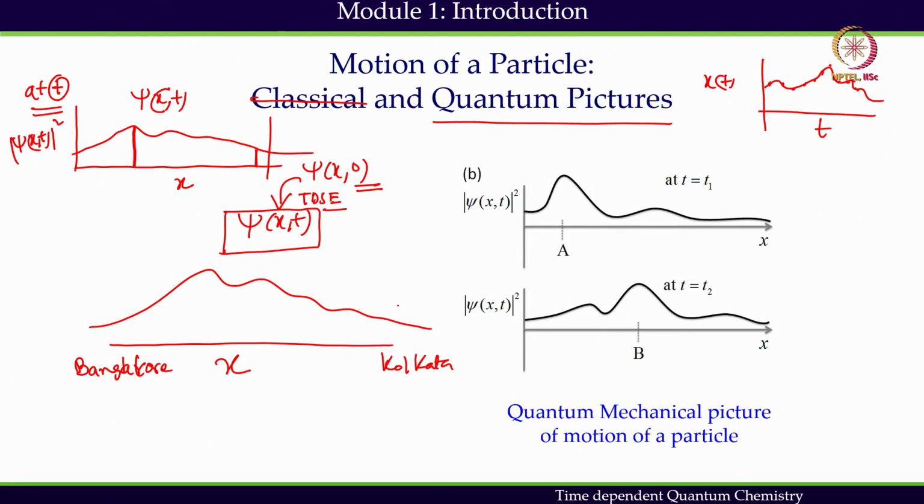But in quantum mechanics, the problem becomes the following: because the wave function is delocalized in nature, a function which is describing all possible positions, and that is the only way I can describe the quantum particle. There is no other way I can describe the quantum particle.